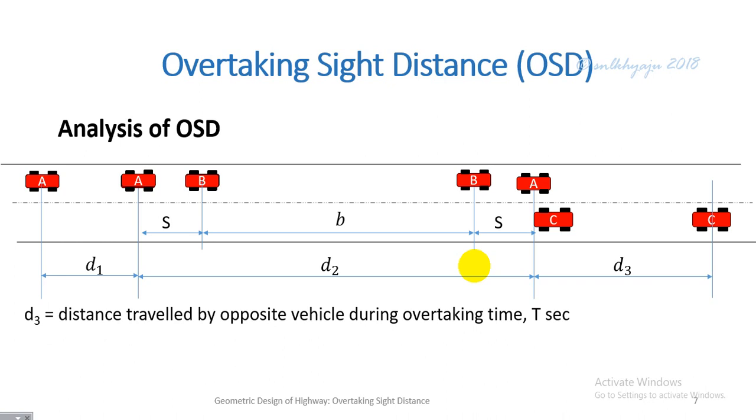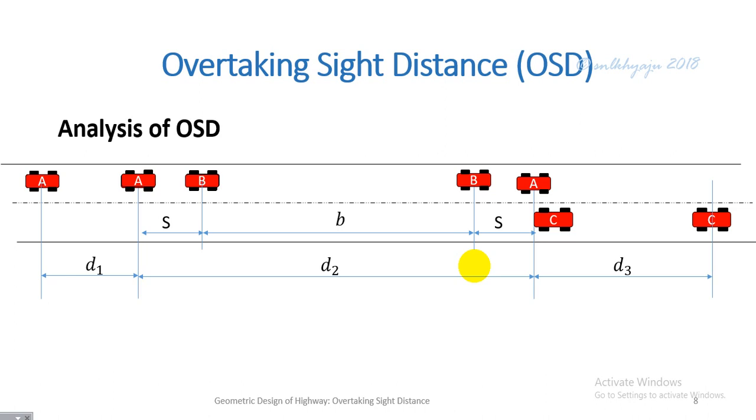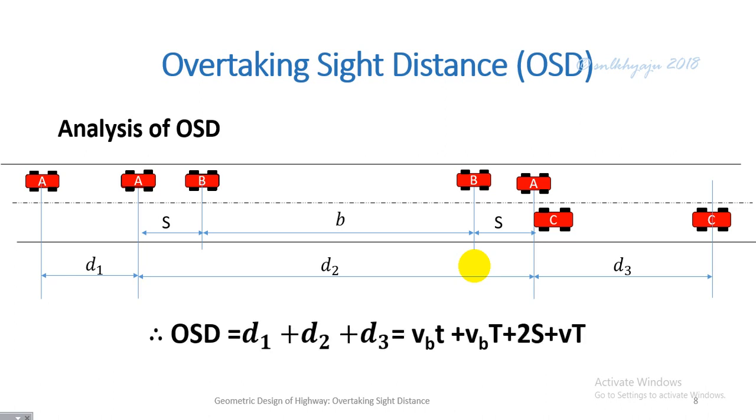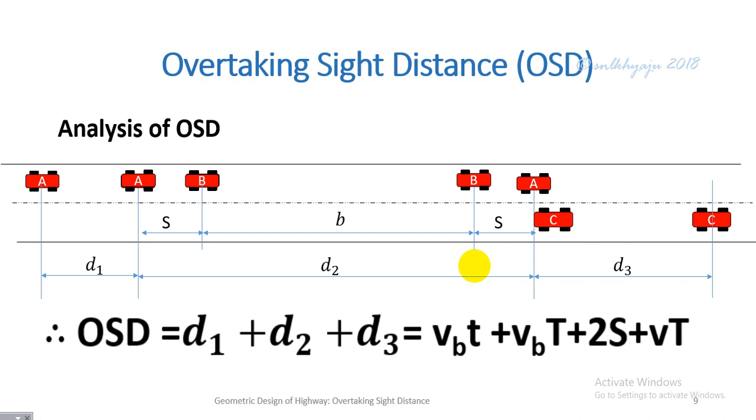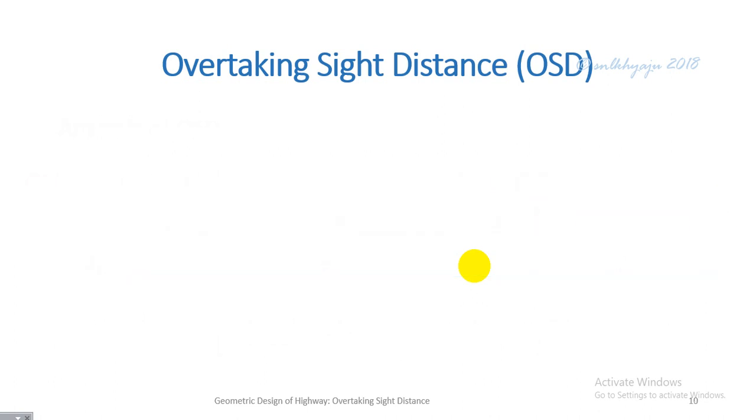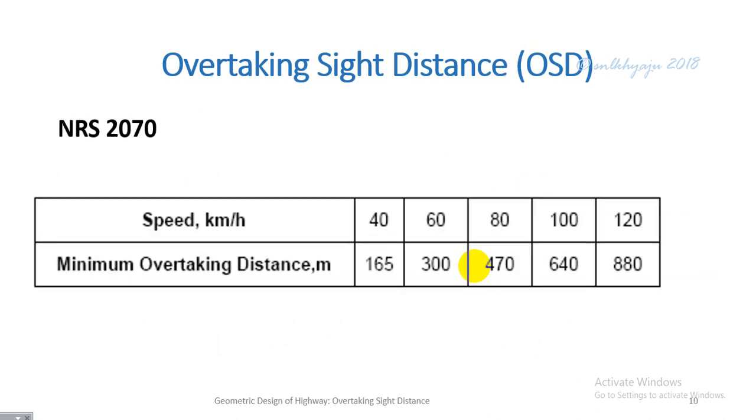And finally, d3 is the distance traveled by the opposite vehicle during overtaking time capital T traveling at design speed. That is, d3 equals v into T. Therefore, overtaking sight distance is given by the equation as shown, as per Nepal Road Standard 2070. The minimum overtaking distance recommended for different speeds is shown in the figure or in the table.